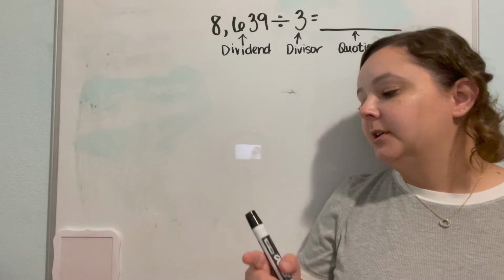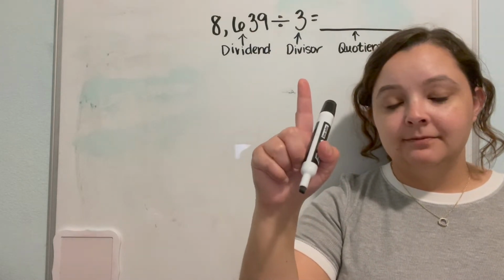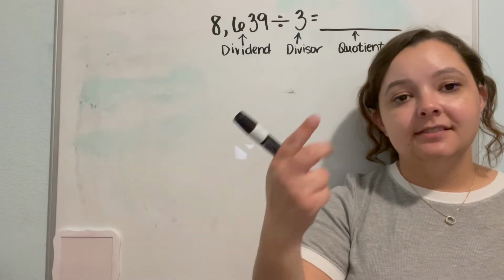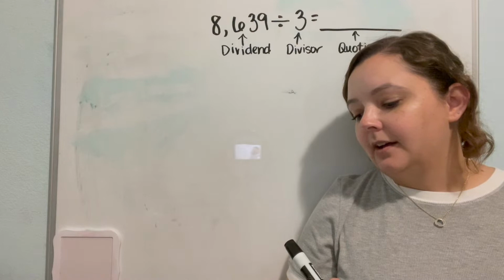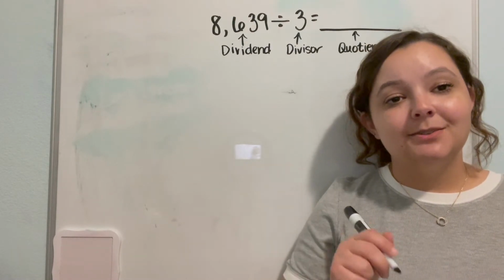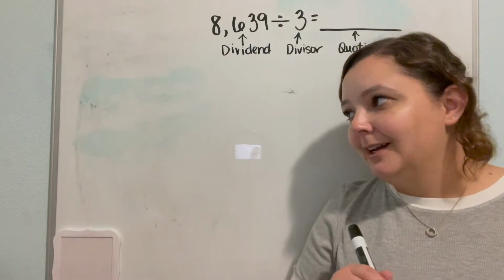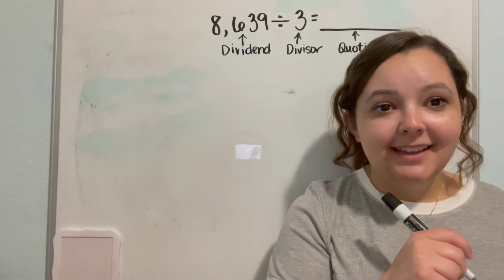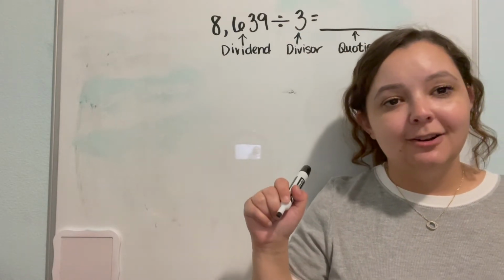The first strategy we're going to use is partial quotients, or magic 7. The second strategy is standard algorithm. And I want you to check your answer using the inverse operation. So go ahead and pause the video right here, and once you have solved, go ahead and come back and check your answer with me.